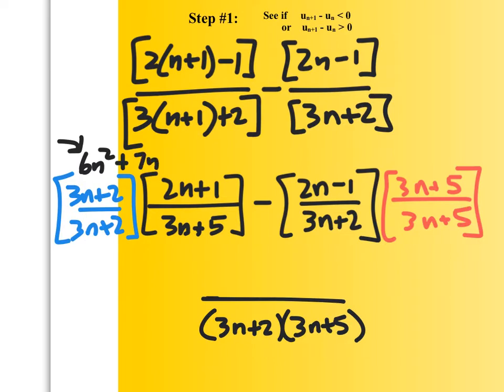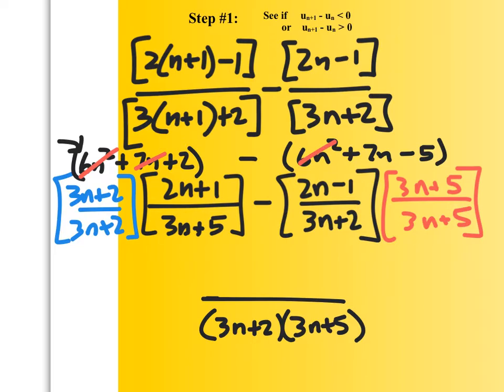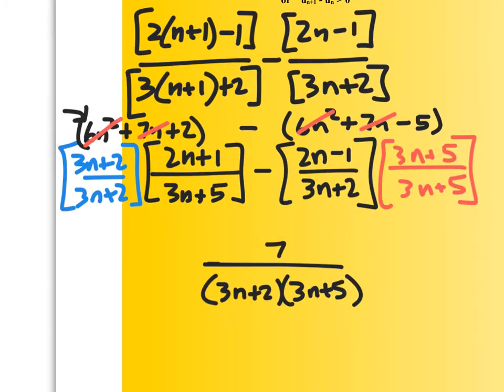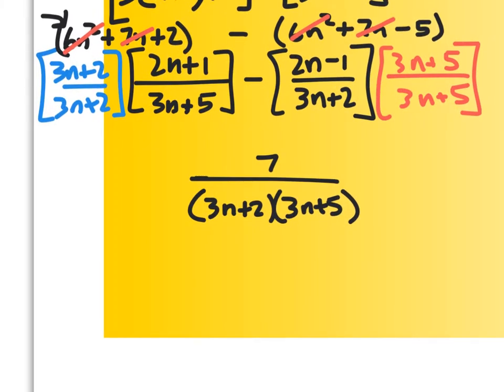plus 7n plus 2, if I FOIL that. And over here I'll have 6n squared plus 7n, convenient, minus 5. So the 6n squareds cancel, the 7n's cancel, and 2 minus the negative 5 is a 7. Okay, so I get this thing. This is u sub n plus 1 minus u sub n.